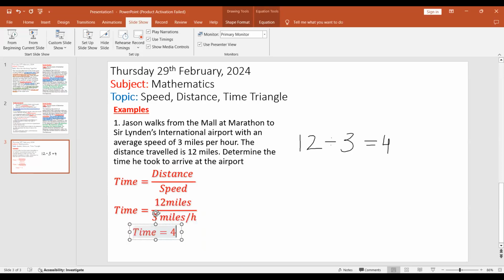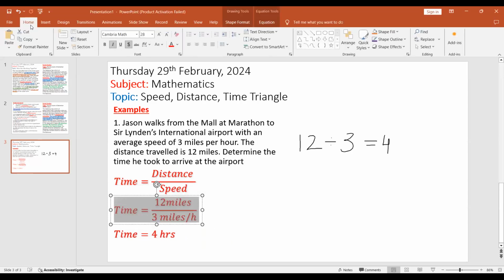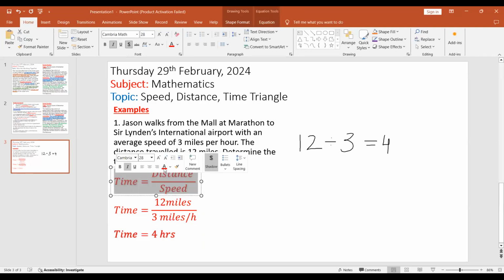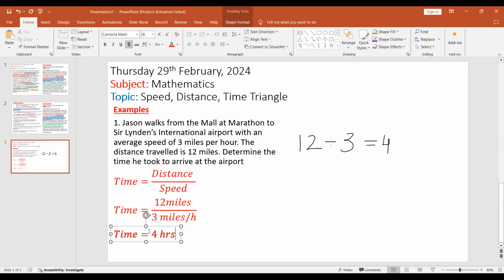Yes, sir. Okay, so how long did it take? 4 hours. Okay, and so very simple. All we have to do is divide, right? So we take our distance traveled and divide it by the average speed that he was on during this journey. That's how we're going to get our answer. Let me know if you understand how we got our answer.